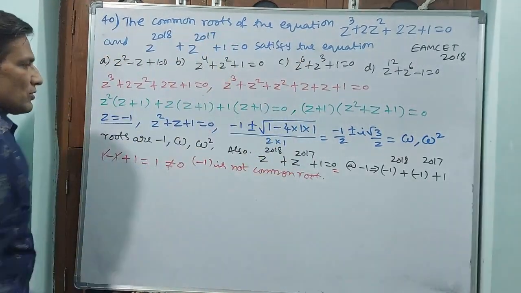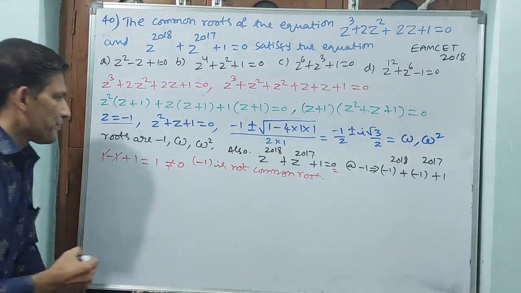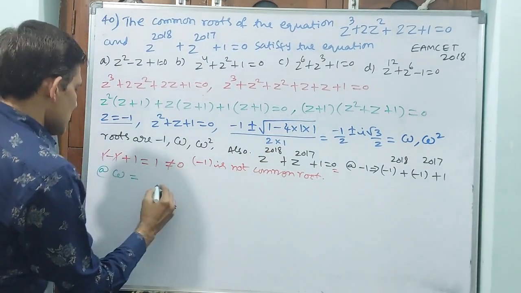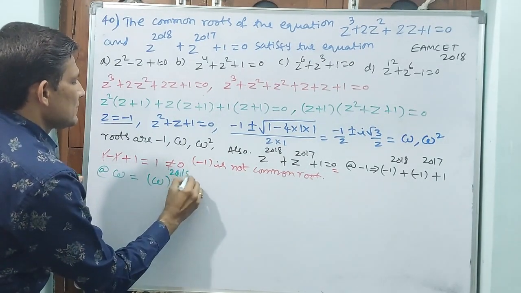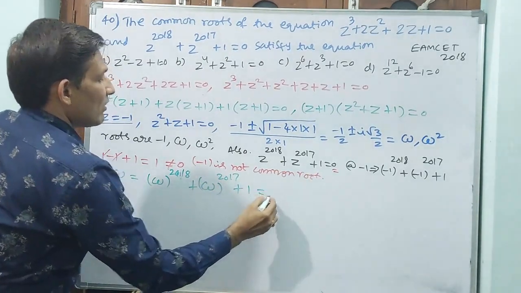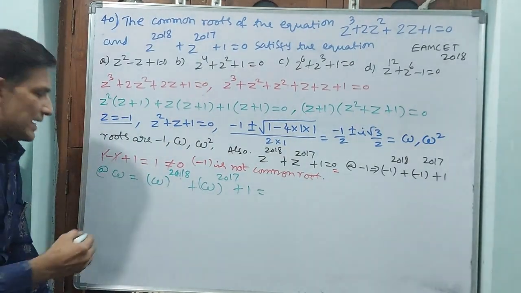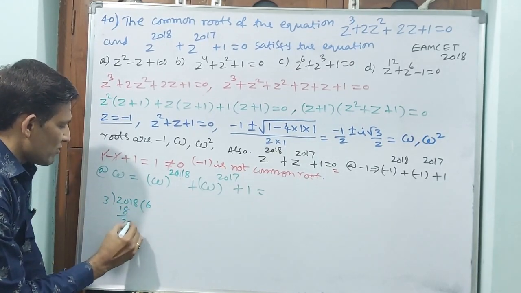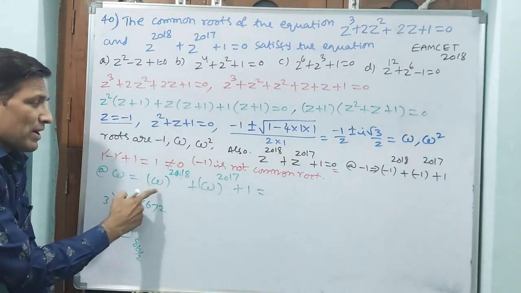They are asking common roots. If minus 1 is not common root, then you test with omega. At omega: omega power 2018 plus omega power 2017 plus 1, equal to RHS you don't write, 0 has to come. Omega power 2018, you divide with 3. 3 6s are 18, 21. 3 7s are 21, 8. 3 2s are 6, 2 will come. Omega square will come.